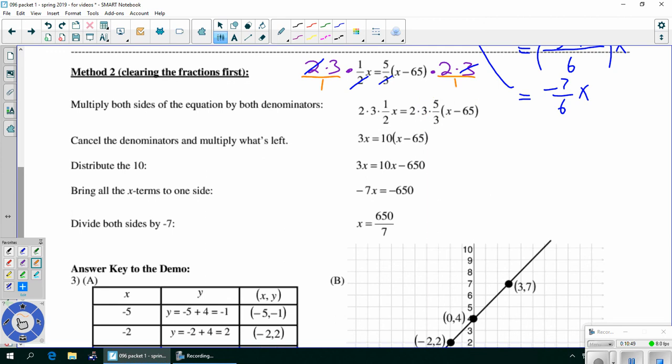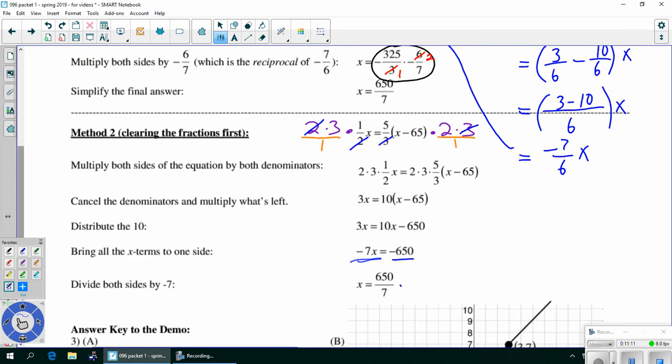We distribute the 10. 10x minus 650. Again, x is on both sides. We need to get them together on the one side. So let's subtract 10x from both sides here as well. And then we're left with negative 7x equals negative 650. And then finally divide both sides by negative 7, and we get 650 over 7.